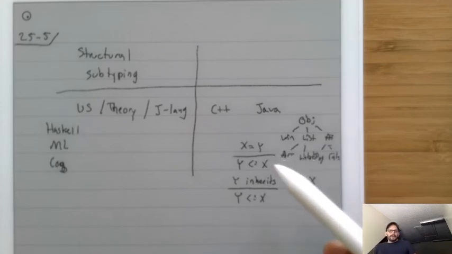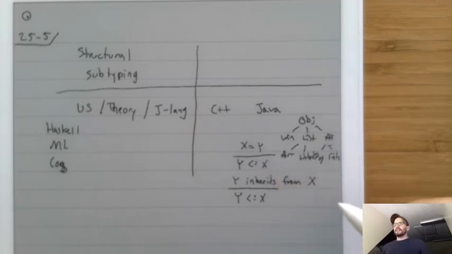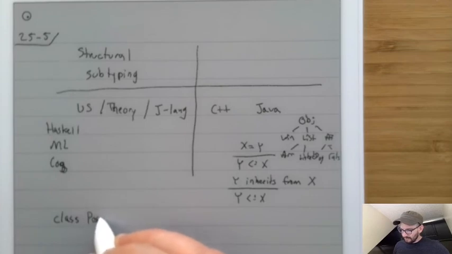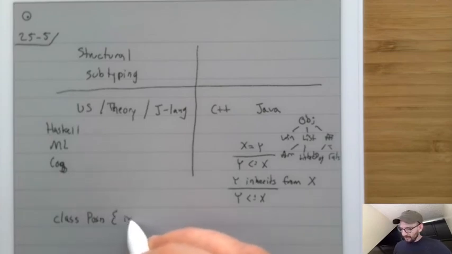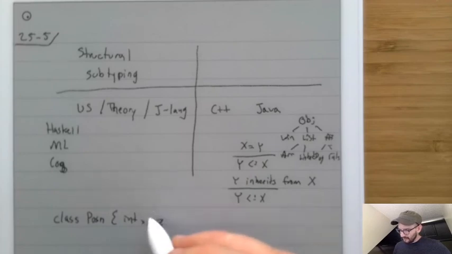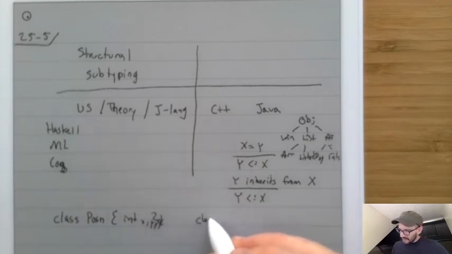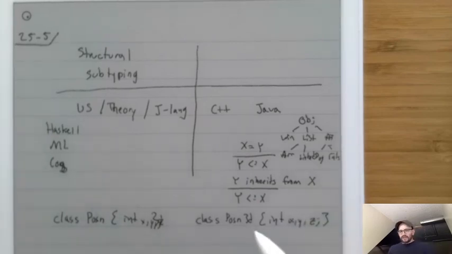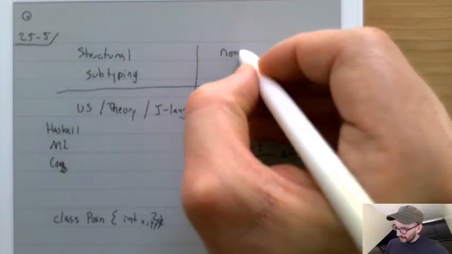Now, why should this be surprising to you? Imagine that I had a class in C++ called posn, that's for position, and it had two fields, int x and y. And I have another class that's called posn3d, and it has int x, y, and z. If I don't explicitly make it so that posn3d inherits from posn, then they are not going to be compatible, and I'm not going to be allowed to call a function and give it a posn3d when it expects a posn. This is called nominal subtyping.